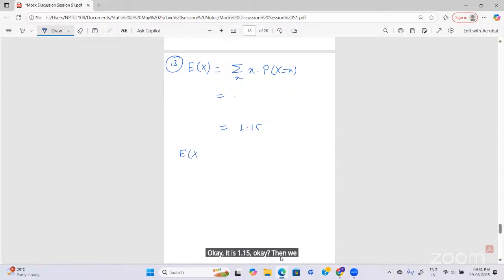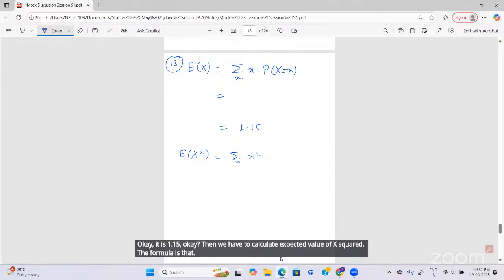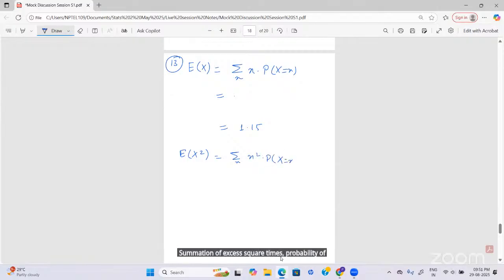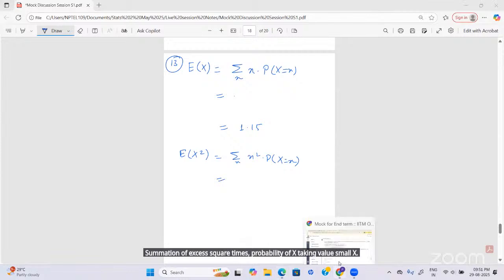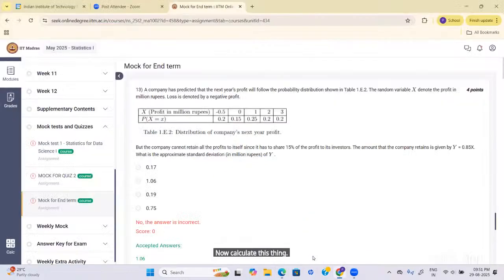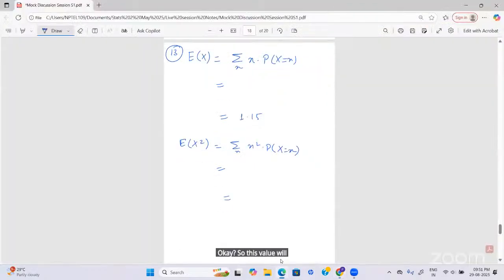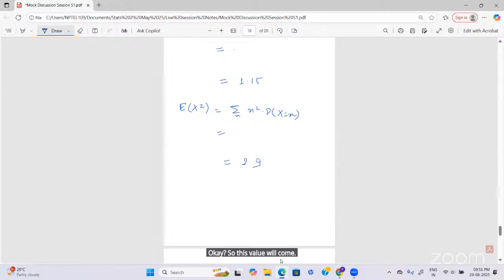Then we have to calculate the expected value of X square. The formula is the summation of x square times the probability of X taking value small x. Now calculate this thing. It should be 2.9. Okay, so this value will come 2.9. Now we will calculate the variance of X.